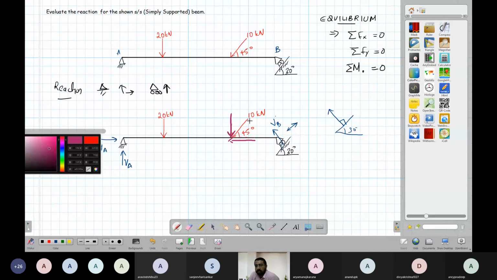This is 10. So if you complete this triangle, this is 10. This is theta. So this is 10 sine theta. This is 10 cos theta. Okay. So theta is 45 degrees. So 10 sine 45, 10 cos 45. Sine 45, cos 45 is 1 by root 2. So this is 10 upon root 2. This is also 10 upon root 2. Okay. So these are the two forces. I can replace this force by these two forces.